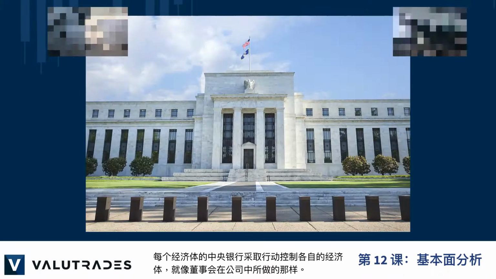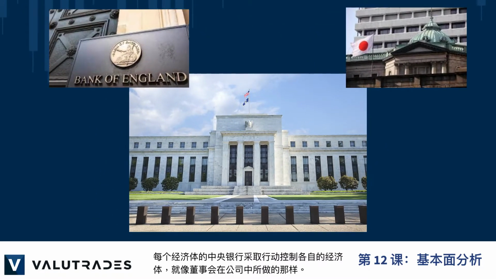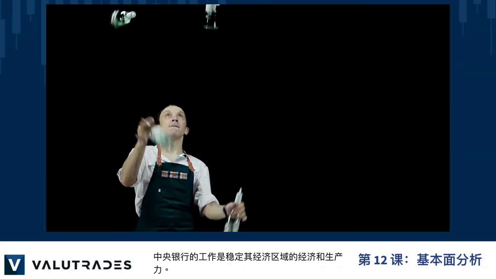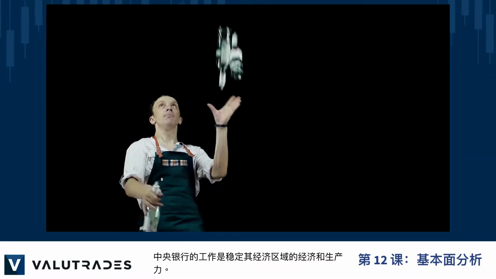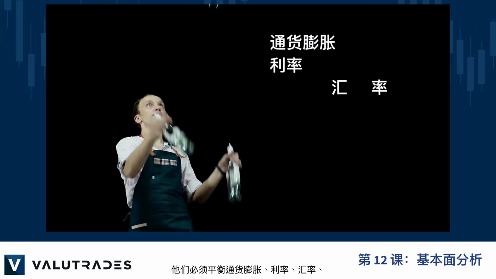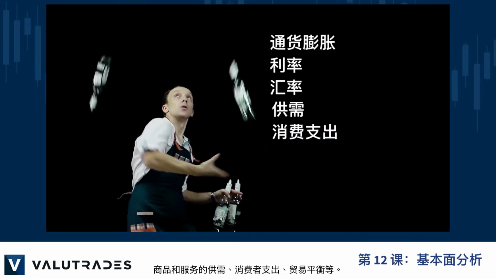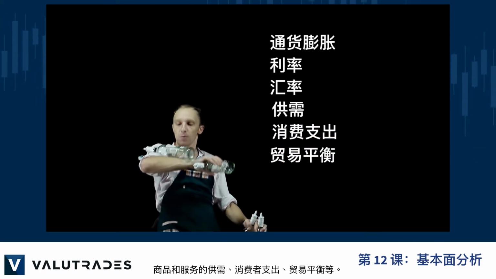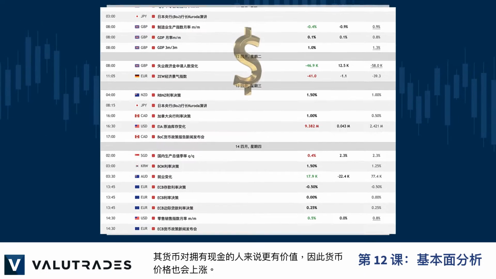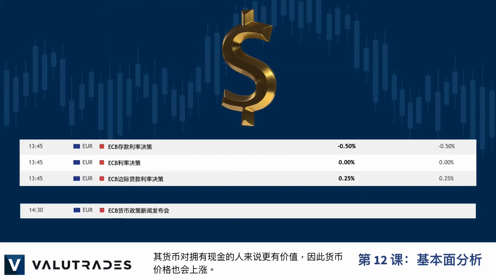The central banks of each economy act to control their respective economies just as the board of directors would do in a corporation. The job of a central bank is to stabilize the economy and productivity of its economic region. They have to balance inflation, interest rates, exchange rates, supply and demand for goods and services, consumer spending, trade balance, etc. For example, when a central bank increases interest rates, its currency is then more valuable to those with cash, and therefore the price of the currency increases.